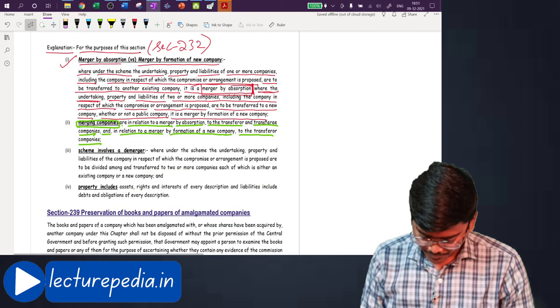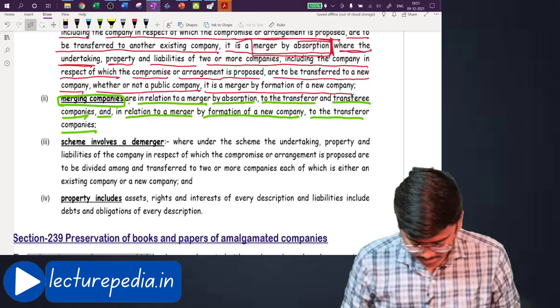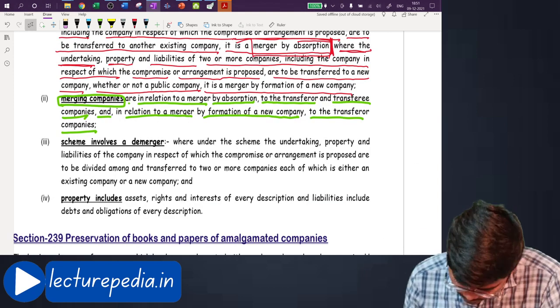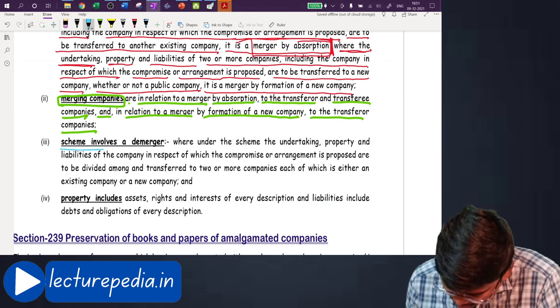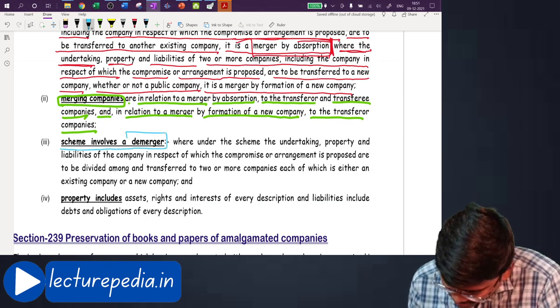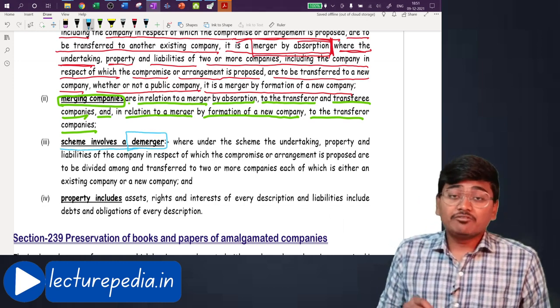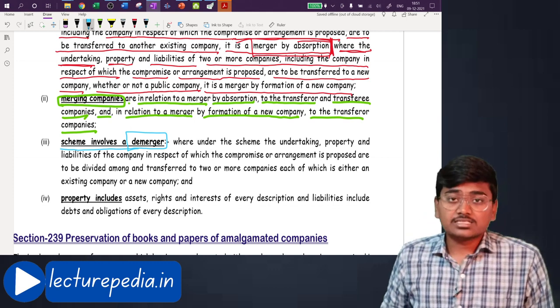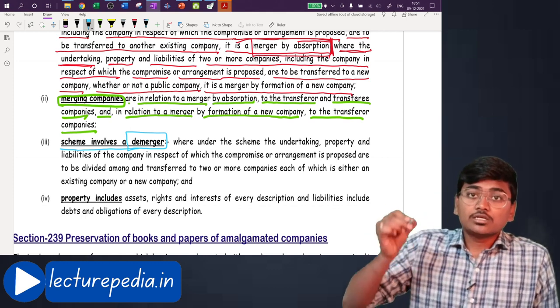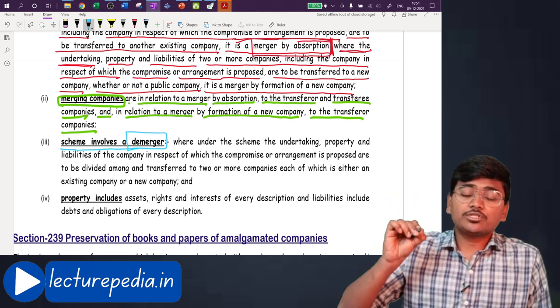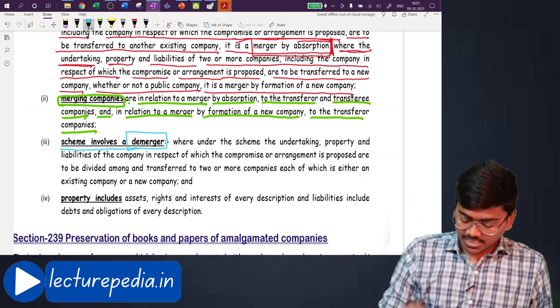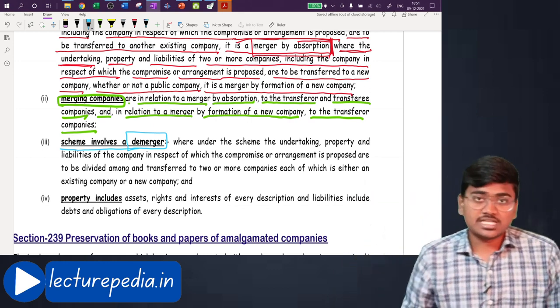See, moving to the third term, that is scheme involves a demerger. What he specifically says in this point is that even for demerger the companies have to comply with section 232. That is the point that he will be saying in this point.